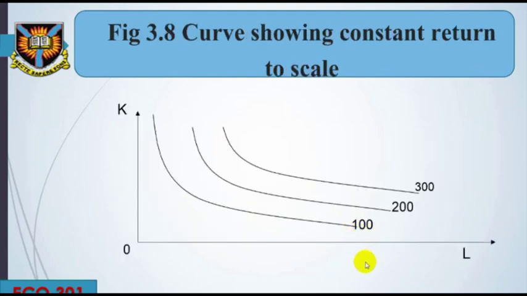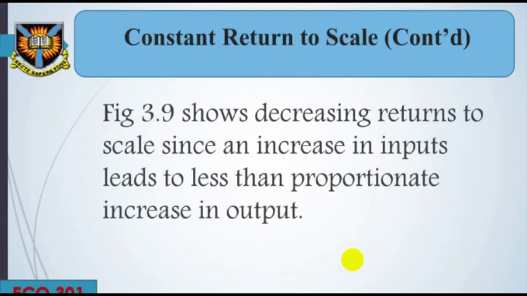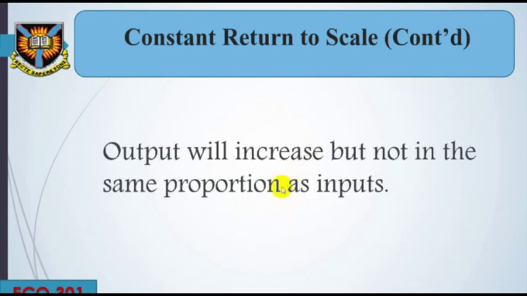Figure 3.9 shows decreasing returns to scale, since an increase in input leads to a less than proportionate increase in output. Output will increase but not in the same proportion as input.